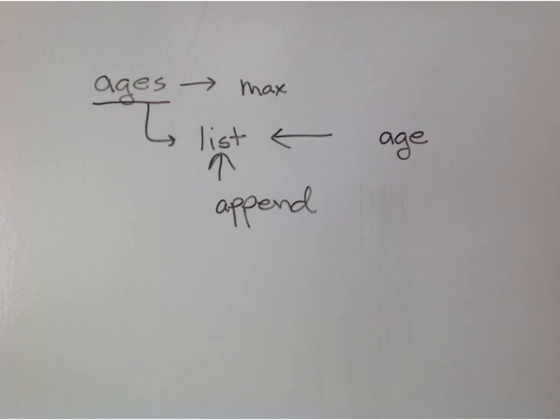Okay, so we used an example. We want to keep track of ages. We want to find the max age. We put the ages into a list by using the append command. And we built this array of ages. Actually, it's an array of ages, but in Python, they call it a list. So we built that.